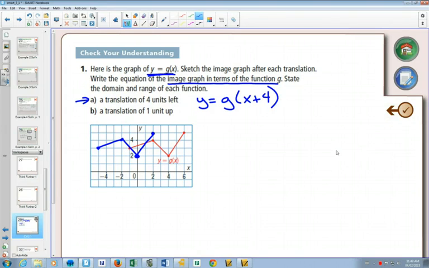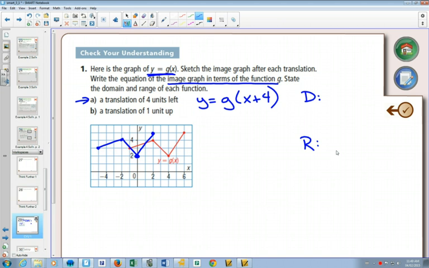Now we want to state for this blue one, domain and range. So it's a little bit of a review. There are 2 different ways you can write domain, and there are 2 different ways that you can write range. I'll write them both every single time so you start to get used to both of them. Remember, domain is your x values and range is your y values.